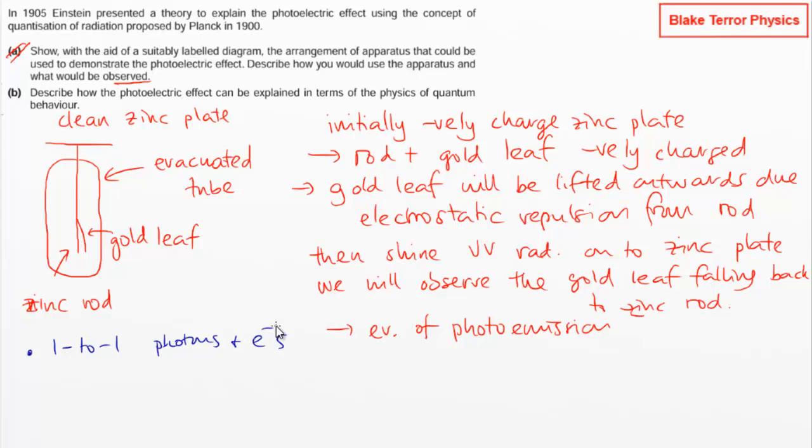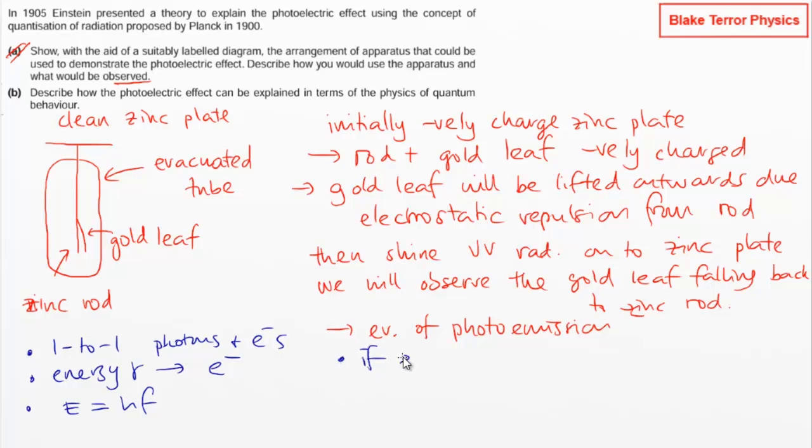We can then say that the energy of the photon is transferred to the electron, and also that the energy of the photon is, you can either say it's proportional to the frequency or it's equal to the Planck constant multiplied by the frequency, but something like that. Something to do with a work function.